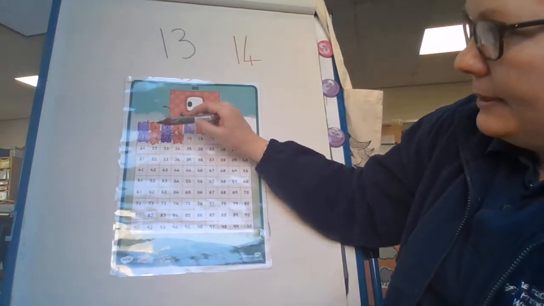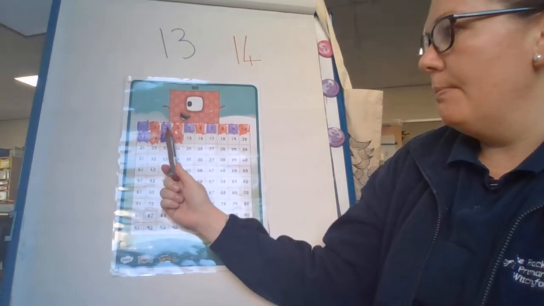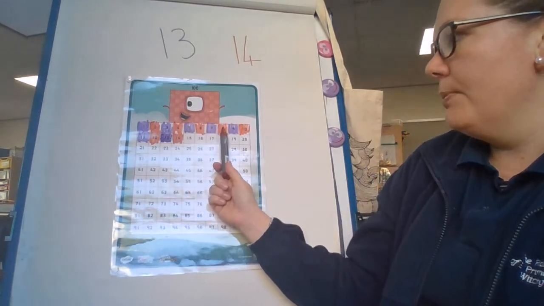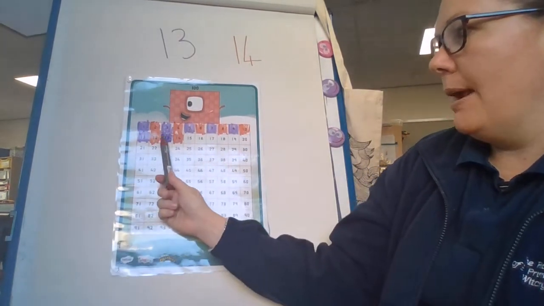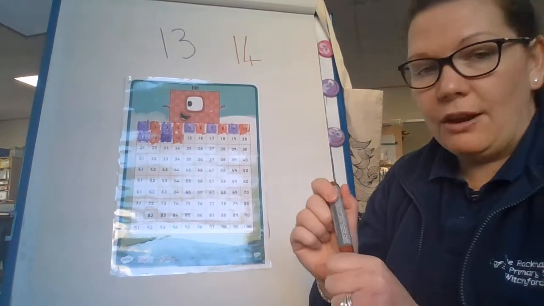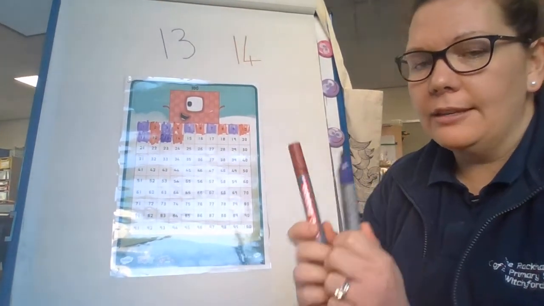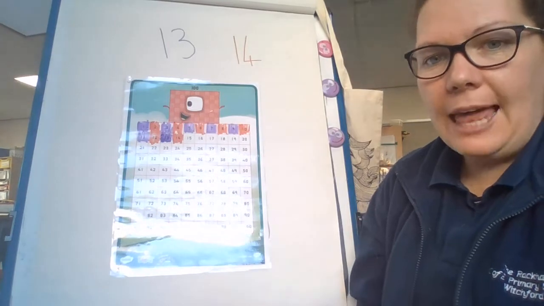So now you should be able to see a pattern. We've got purple, brown, purple, brown, purple, brown, and so on. So you've made a repeated pattern using your colours. But what is this pattern telling us?